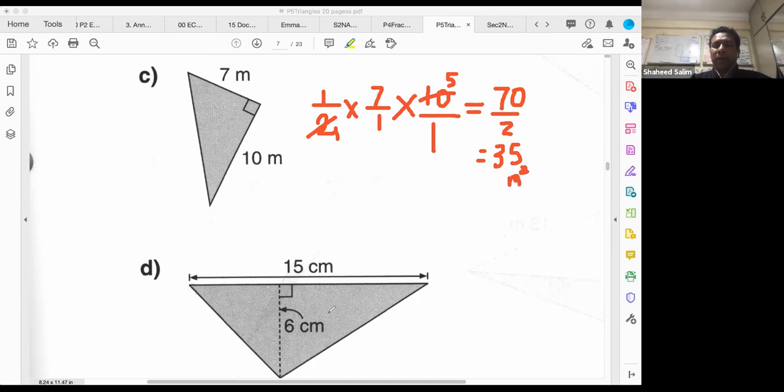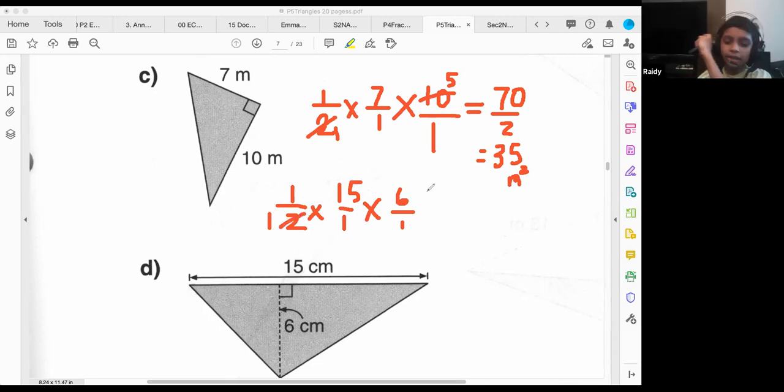Now this one and the next one. Do you have the next one ready? Same thing, this one. Half times base is 15, times height is 6. You can reduce. What do we do? We divide by 2. Yes? Then you divide the 6 into 3, and then 15 times 3, which will be 45.